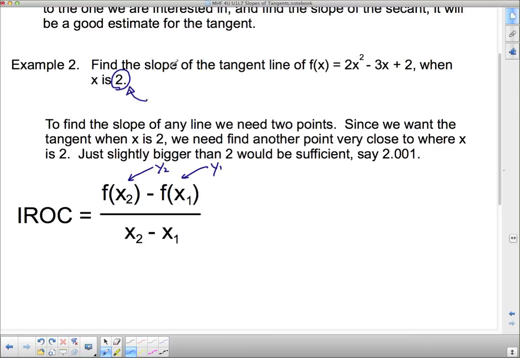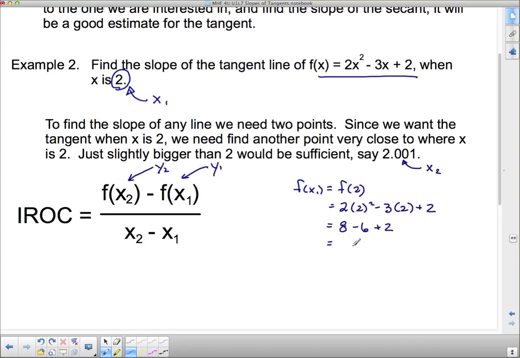We're going to let this one be our x1, and we're going to let this one be our x2. So let's find out what f at x1 is. Well, since x1 in this case is 2, we're actually finding f at 2. So let's plug it into our f equation: 2(2) squared minus 3(2) plus 2. 2 squared is 4 times 2 is 8, minus 6 plus 2. 8 minus 6 is 2 plus 2 is 4. So one of the points we have is the point (2, 4), with 2 being our x1.